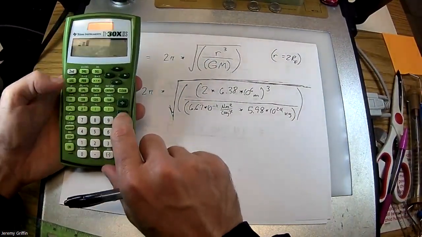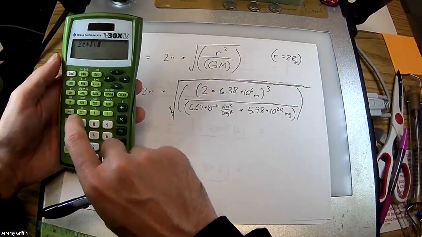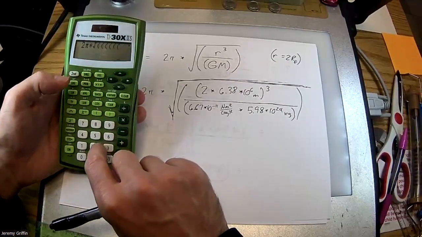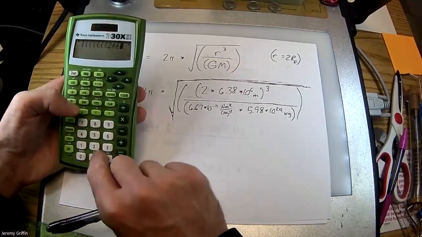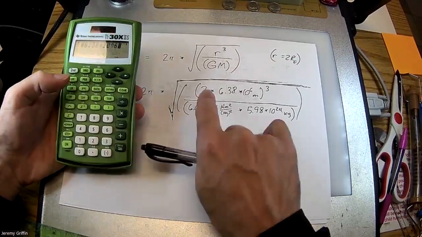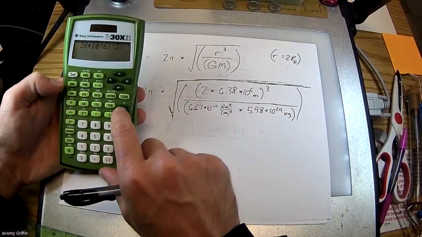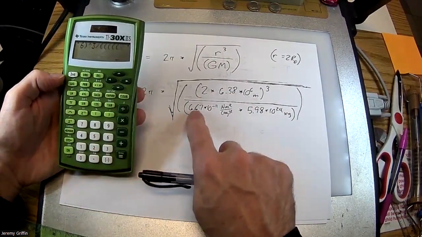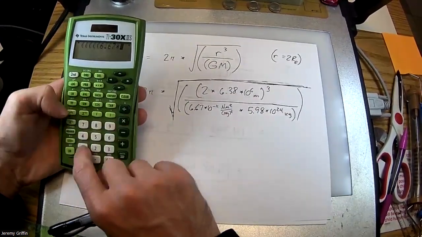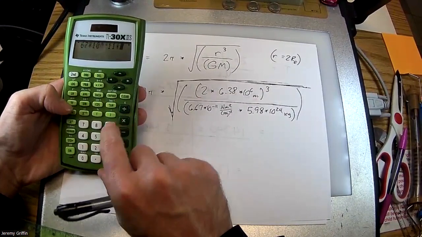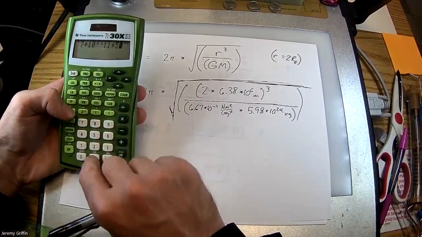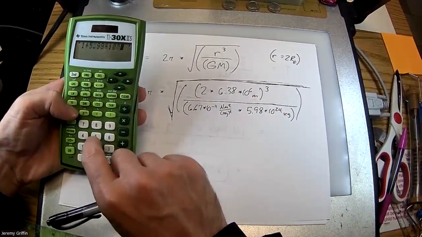So 2 pi times a square root, and then parentheses, 2 times 6.38 times 10 to the 6, because 2 Earth radii is where that comes from. Close that to the power of 3, then divide by, then open up some parentheses, 6.67 times 10 to the negative 11 times 5.98 times 10 to the 24.